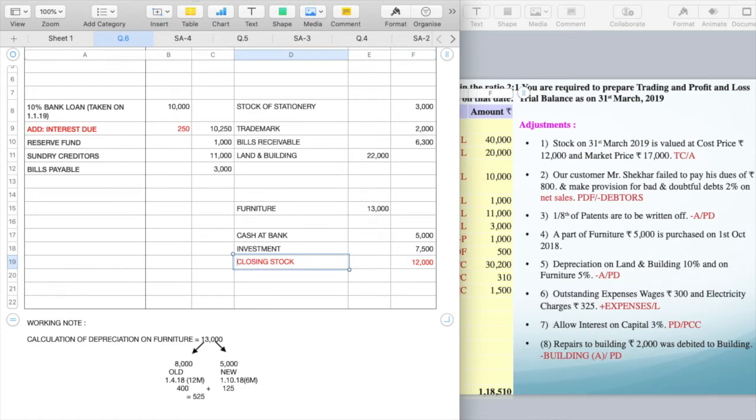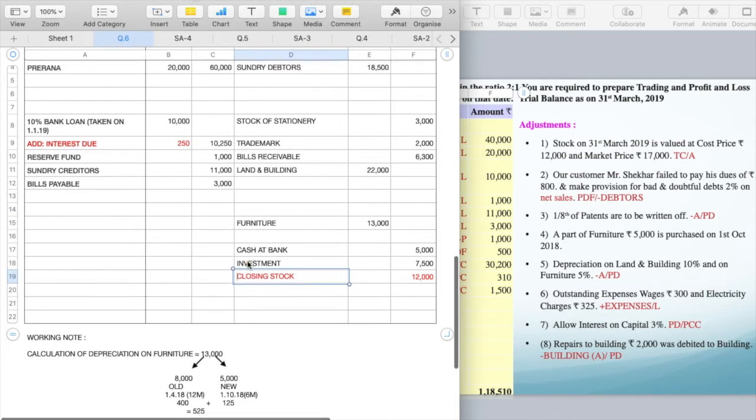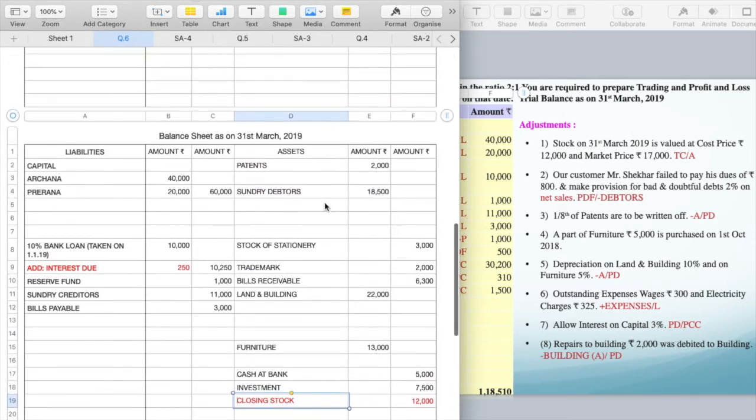Second adjustment, our customer Mr. Shekhar failed to pay his dues of rupees 800. This time there is no other adjustment. So what is the sequence for the debtors? Add or less other adjustment, and if add or less other adjustment is not given, we minus directly the bad debts and then new RDD. So first less further bad debts 800. If we minus it, we get the balance of 17,700.